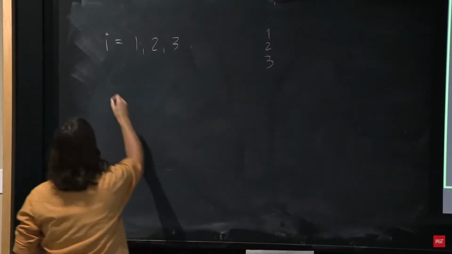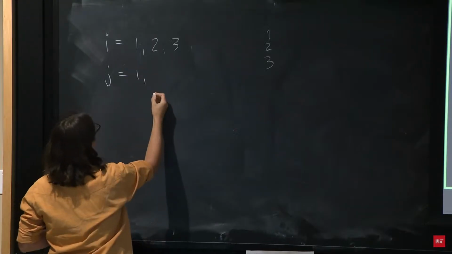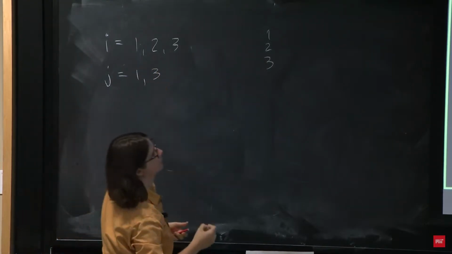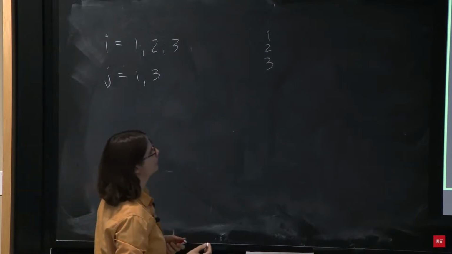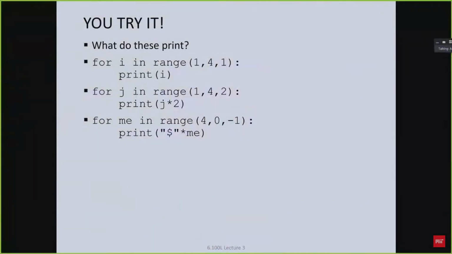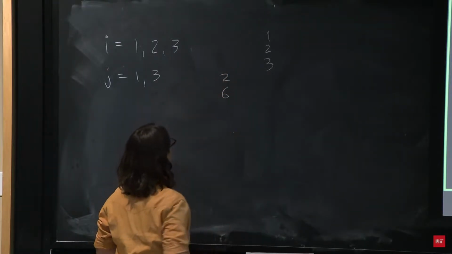How about the next one? j. What will the values of j be? 1, 3. And that's it. Yep, because we're going every other value. And what are we printing here? Yeah, exactly. So we're doing an operation with each one of these j's. So we're going to print 2 and then 6.